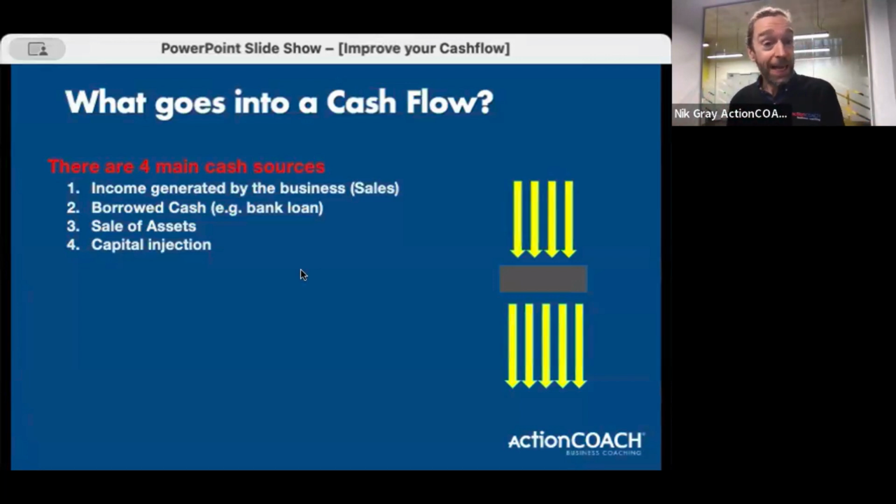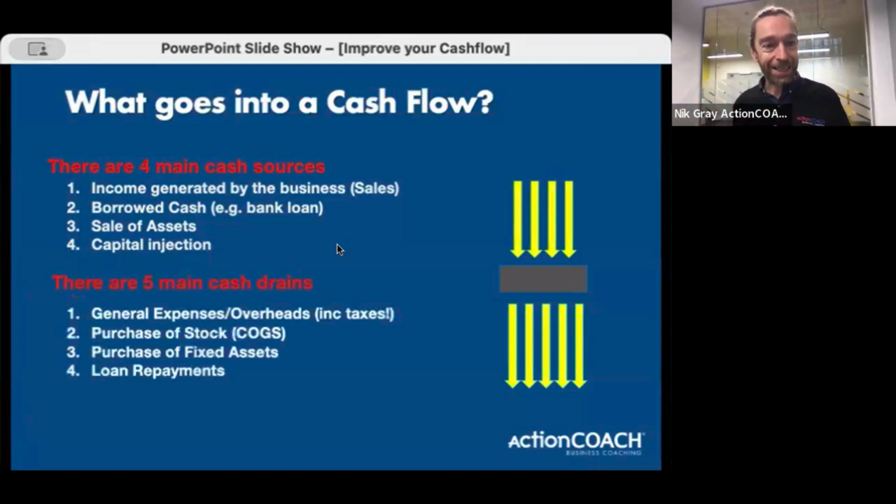Cash in is sales, bank loans, sale of assets, and cash injection, and some of the drains could be taxes, cost of your stock or your purchases or your materials, fixed assets, loan repayments, and your drawings, that sort of thing. So where might we first start to see a problem in the business?